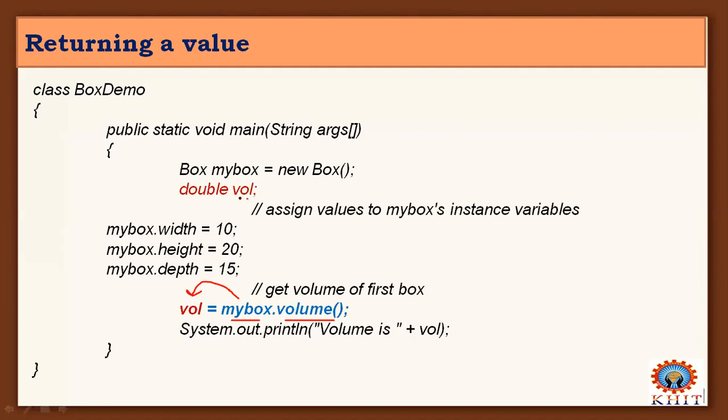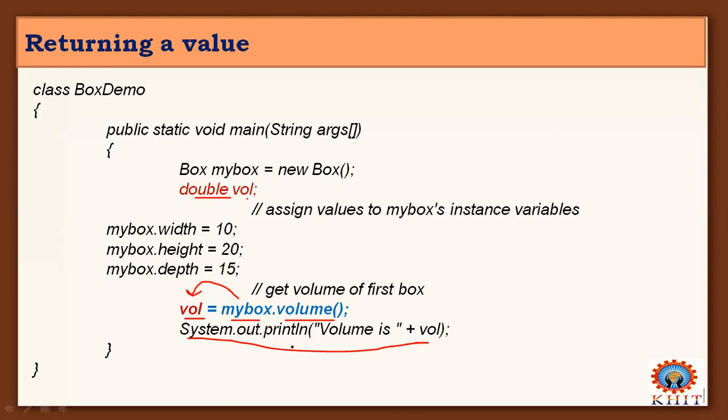So that's why here I have defined one double variable called volume. That was equal to myBox.volume. Whenever this method call returns a value, that will be loaded into this volume variable. Simply I am displaying this volume variable by using System.out.println. So this is a variation of defining a method.